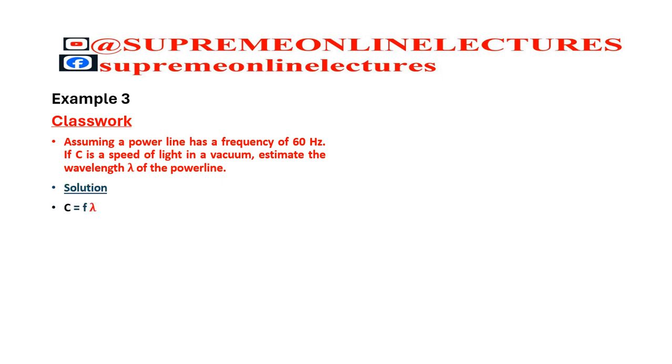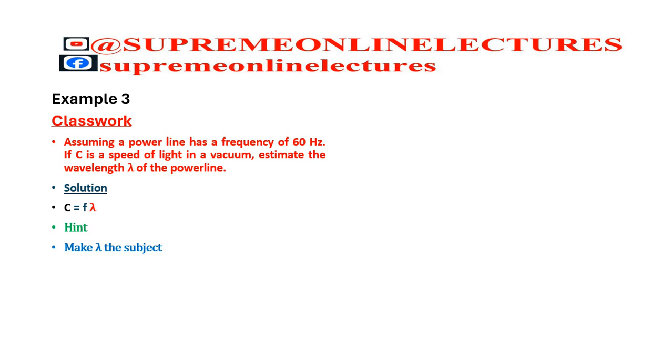But I will guide you. Use the expression c equals f lambda, but you do it by yourself. c equals f lambda. c would be for the speed of light. The frequency is given in hertz, so we are to find the wavelength. I hope you can do that. Let me give you hints. Make the wavelength the subject of the expression. It's just a matter of one step.